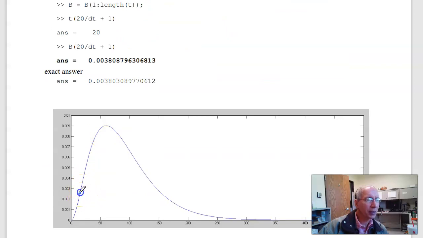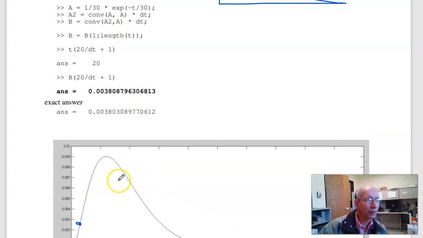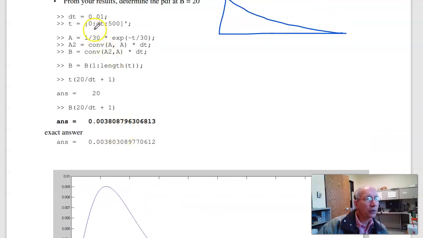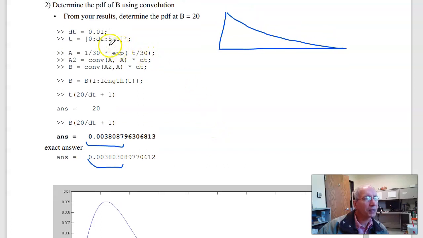That lets me plot it, and here's what the PDF looks like. At 20 seconds, I'm right about here. Since I start from 0, everything's off by 1. So at 20 seconds, it's B at 20 over dt, plus 1. So 0 means 1. Everything's offset by 1. That gives me this term, which is pretty darn close to the exact answer. A little bit off because my sampling step is only 0.01, and I only took it out to 500, so it's going to be a little bit wrong.